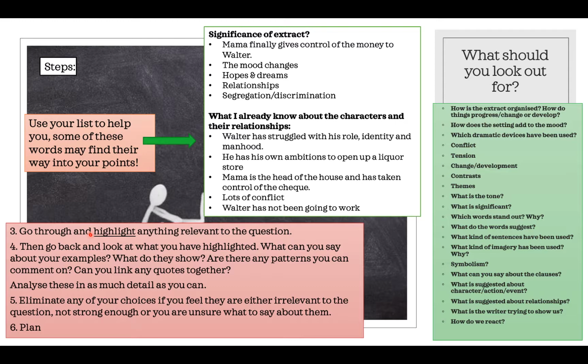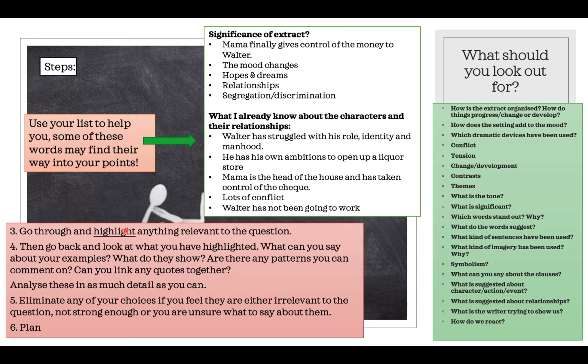So you're going to go through the extract with your highlighter or a pen to underline things, and you're going to highlight anything that you think is relevant to the question. Now, here I put you can use this list to help you. So everything that you do before you get to the extract and you start to highlight it is there to help you. Every idea that you've brainstormed, all of the words that you've written down, anything that you've noticed about the significance of the extract, this will help you to then really focus yourself on which quotations do I want to pick out, what particularly stands out here.